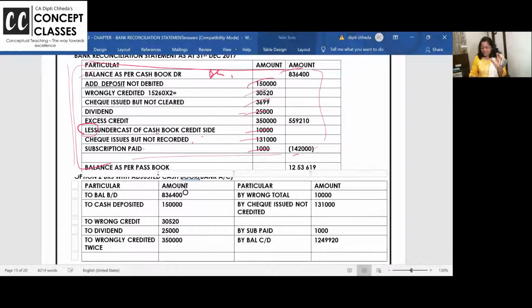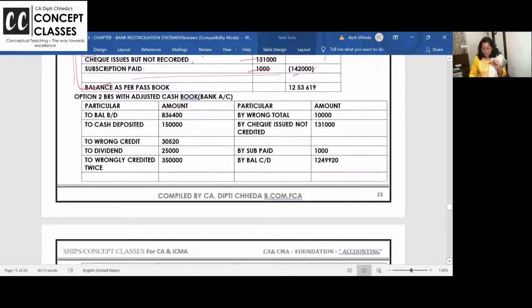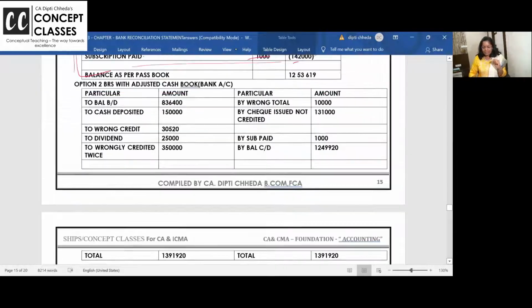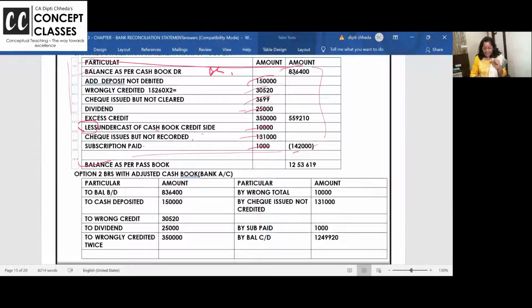Now, suppose they say, take it in the adjusted cash book also, and then prepare the BRS. Then the adjusted cash book will start with 8,36,400.